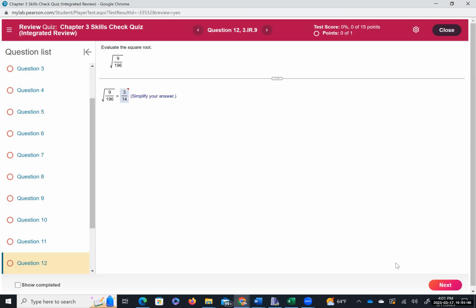Next. Okay, square root. You want to evaluate the square root. This one is going to be easy if you use calculators, but I'll show you by hand first. For the square root of the whole fraction, you can split it into the square root of the top and the square root of the bottom. That's the rule of the square root. The square root of 9 is 3. The square root of 196 is 14. So that's the reason why I have 3 out of 14 for the answer.